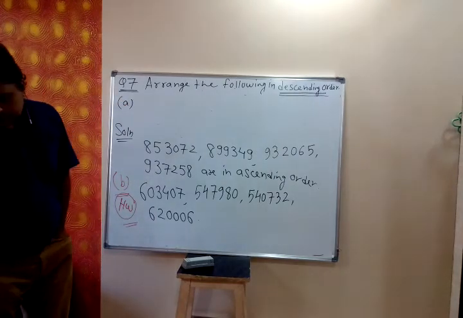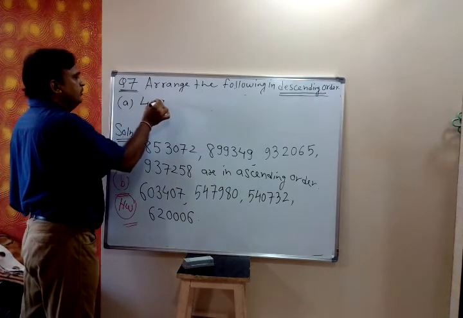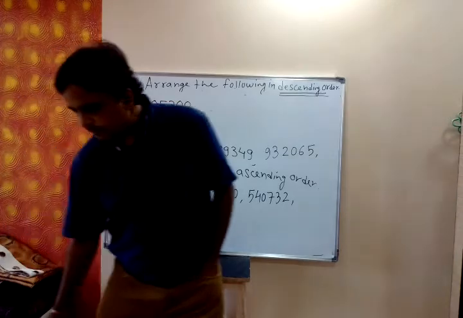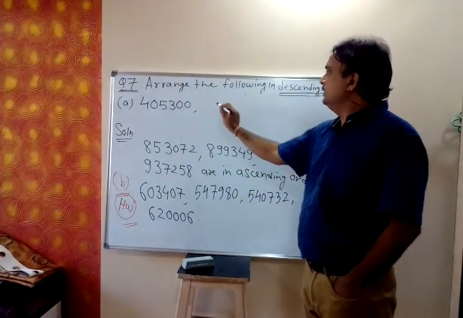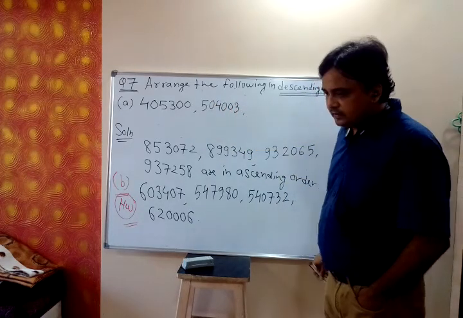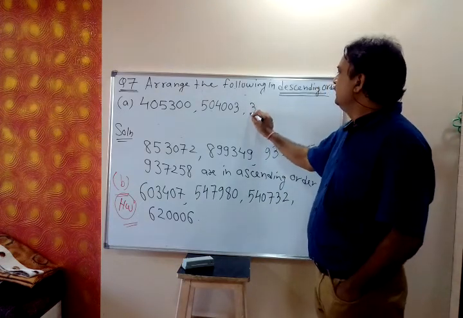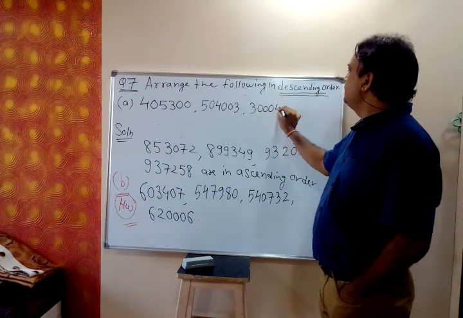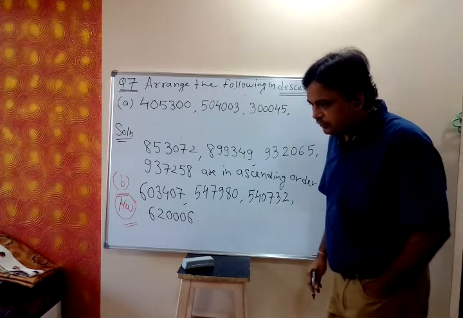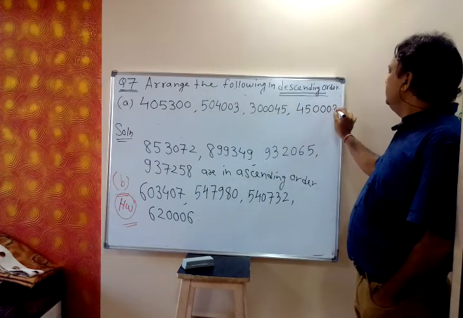Now it is clear. 405300, right. Then 504003, then 330045, 30045, then 45003. These numbers are there.